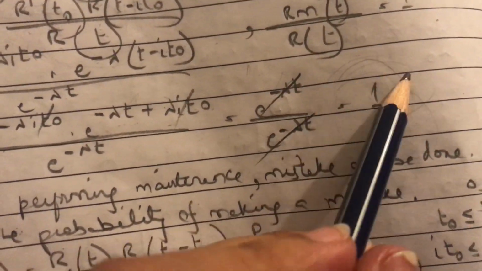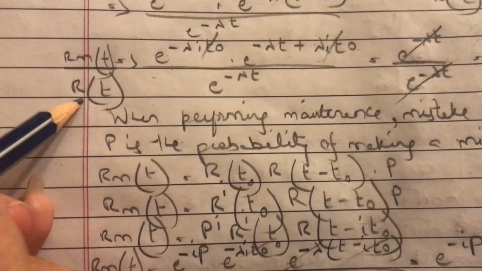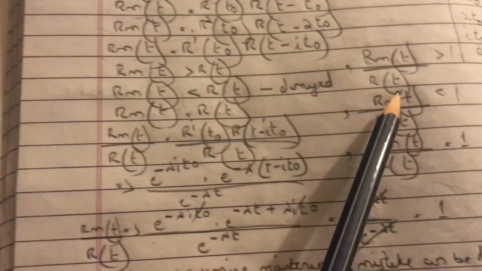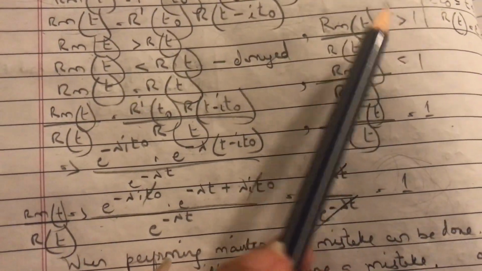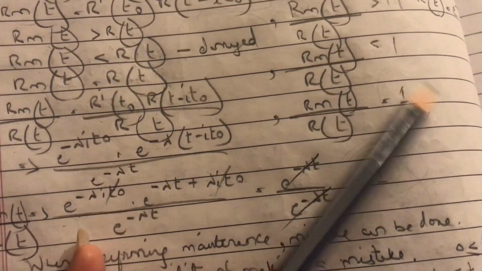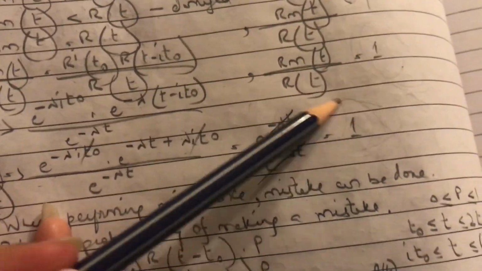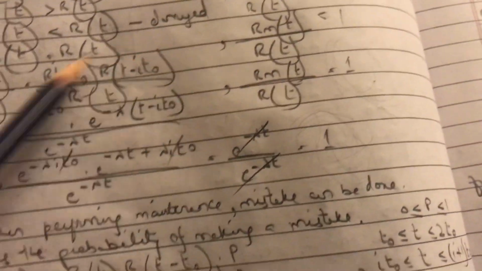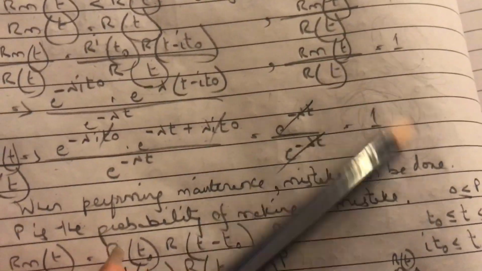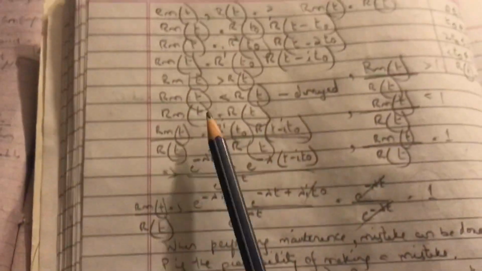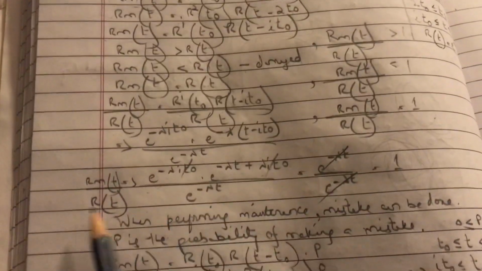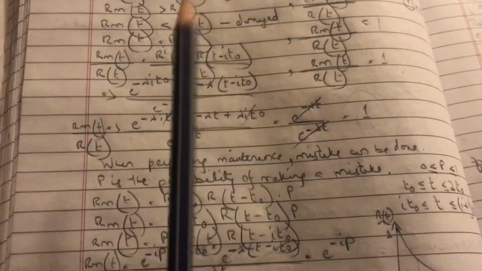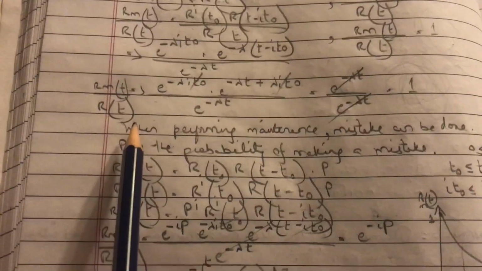So what did we find out? That Rm of t over R of t equals 1. So we have found the thing that we said before. We said that it can be greater than 1, less than 1, or equal to 1. The thing that we said, that it can be equal to 1, we have proved by our calculations, by our equations. Now, this is the first part. We have proved Rm of t over R of t equals 1. This was our first part.